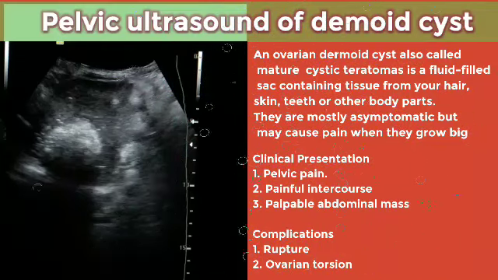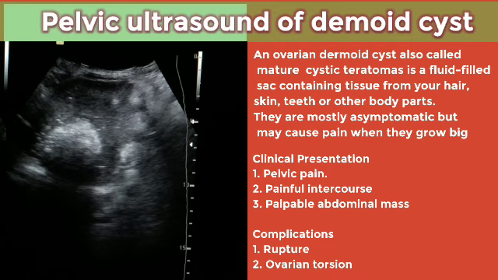It has the following complications: rupture. An ovarian cyst can rupture and fluid will leak into the peritoneal cavity. Often the fluid can be seen in the Morrison pouch, splenorenal recess, and both paracolic gutters.